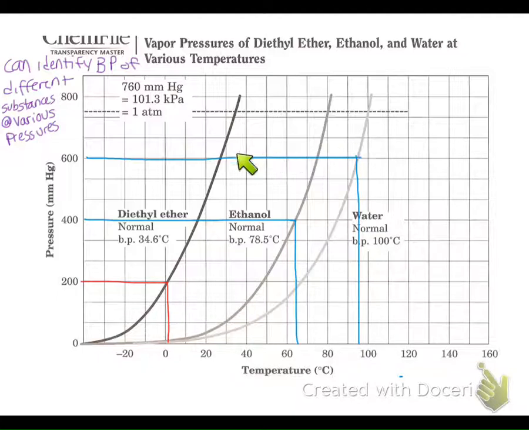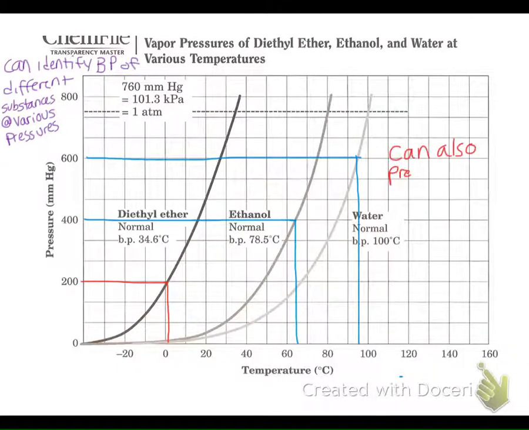So again, maybe this is like Stanley in the mountains in Redfish Lake area, one of my favorite places to go. So maybe it's going to boil faster because it only has to get to 95 degrees Celsius, but again, you're going to have to boil it longer.